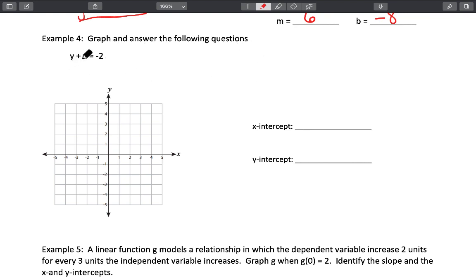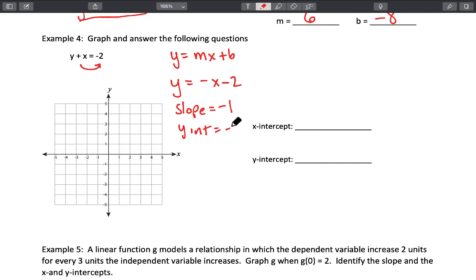So here it says to graph and answer the following equations. I got y plus x is equal to -2. This is not in slope-intercept form, so we're going to get it there. We're going to do that by subtracting over our x to the right. And when we do that, we get y equals -x minus 2. Now the number in front of x is actually -1. So I have a slope here, or an m value, of -1. And I have a y-intercept of -2. And so I'm going to right away copy down -2 as my y-intercept.